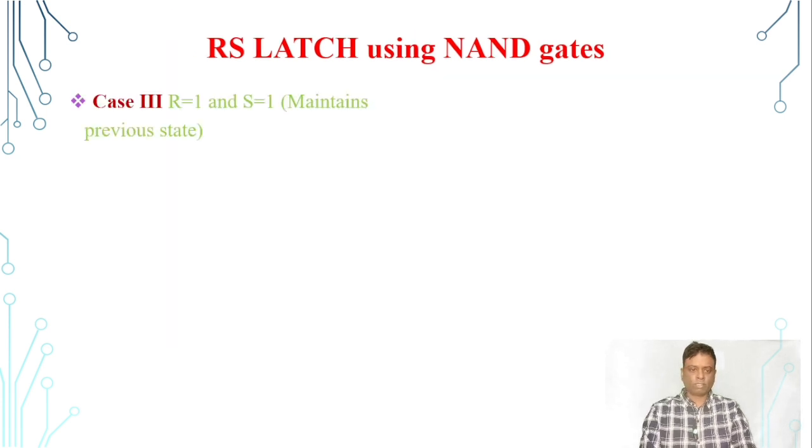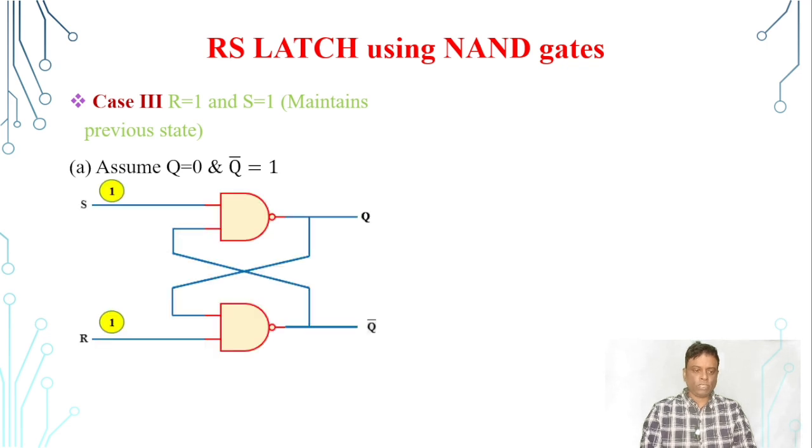So let us see our third case, when R equal to 1 and S equal to 1. So both the two inputs are 1, 1 now. We have to assume in this case Q equal to 0 and Q bar equal to 1. So S and R both are 1, 1. This is our gate number 1, and this is the gate number 2.